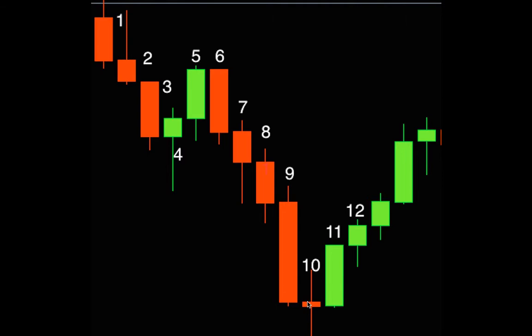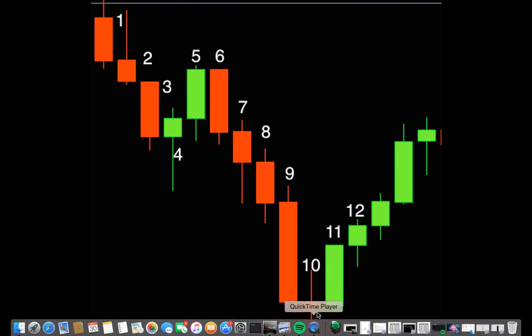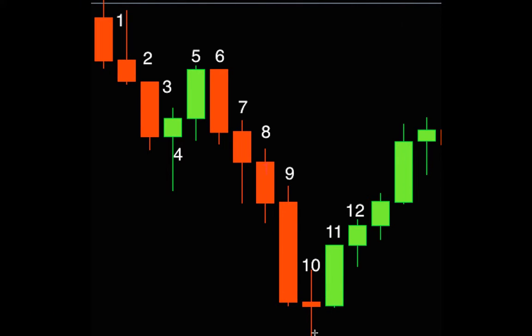So the bears start winning the fight. They push price down 50%. But then the bulls cancel that out and push price up 50%. But then the bulls push price up even further and push the price up 100%.